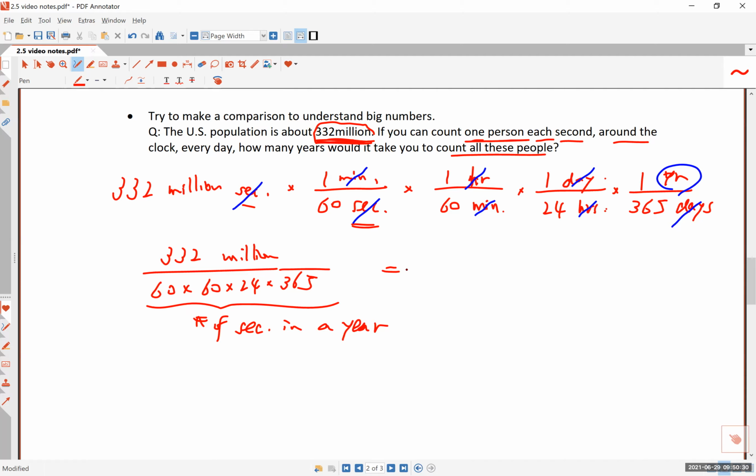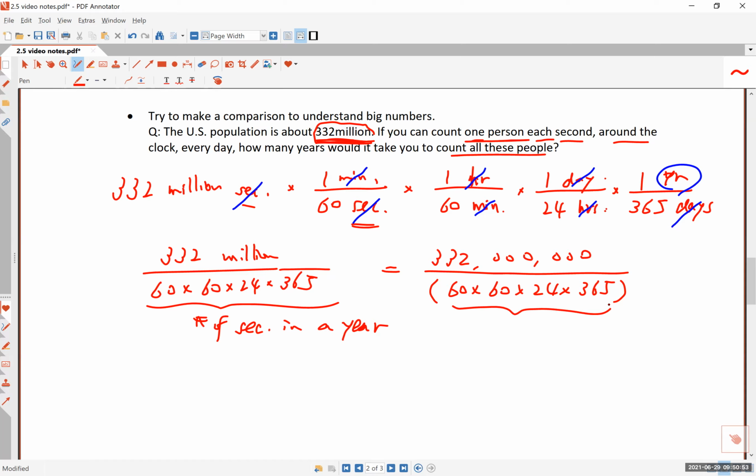What you have to do is 332 followed by six zeros. There's nothing to cancel at this point, right? And then in the denominator, you have to just find this product first. On the calculator, if you know how to use parentheses, that's easier. Otherwise, you may want to find the denominator first, 60 times 60 times 24 times 365. That is the number of seconds in the year, and divide 332,000,000 by that product. Okay, and the answer turns out to be about 10.5.